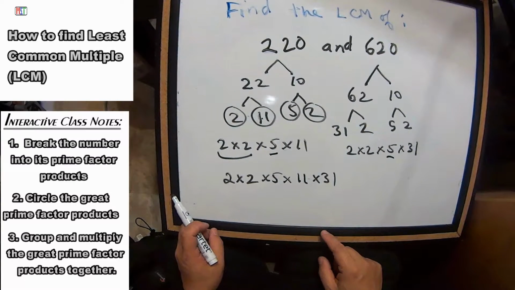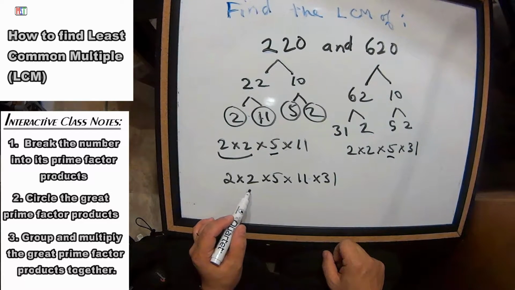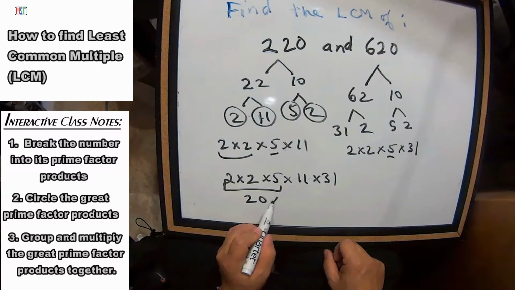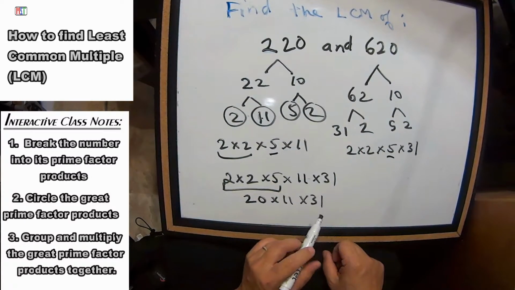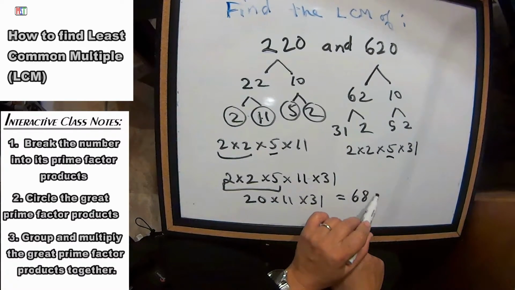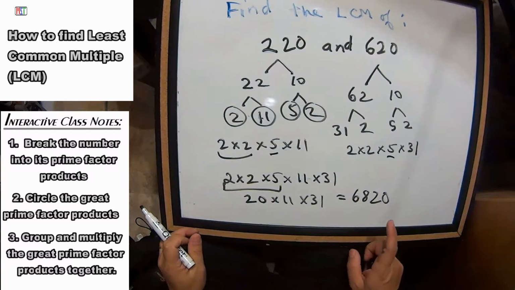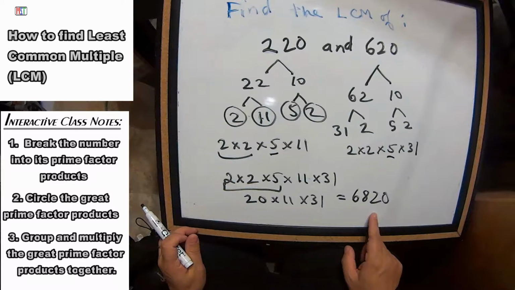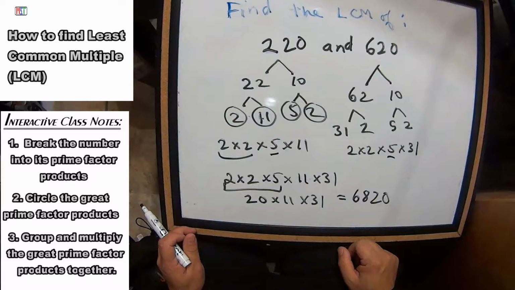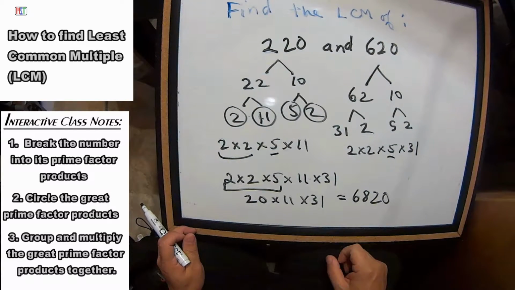So multiply everything together. What do you get? Well, 2 times 2 is 4 times 5 is 20, and then times 11 times 31. Now you can take out your calculator, and that'll give you 6,820. That is the least common multiple for 220 and 620. See, it can get quite complicated, and the least common multiple can get quite big.